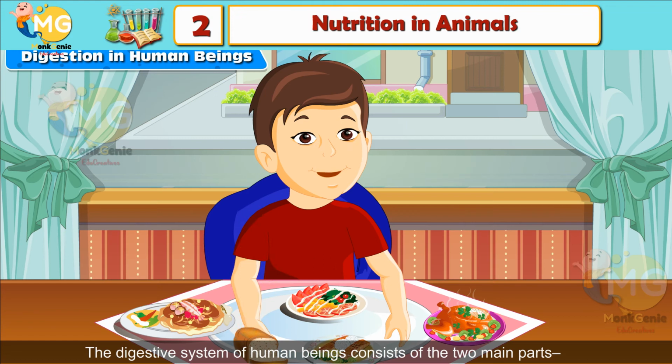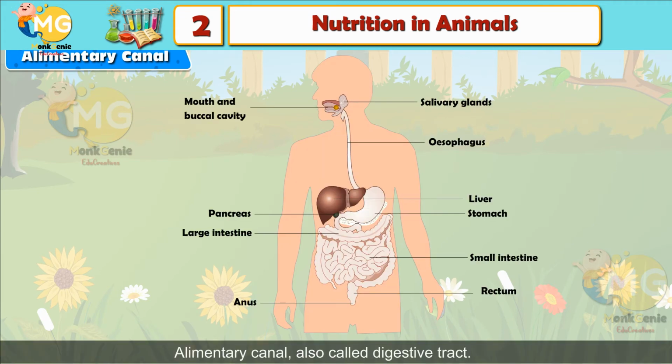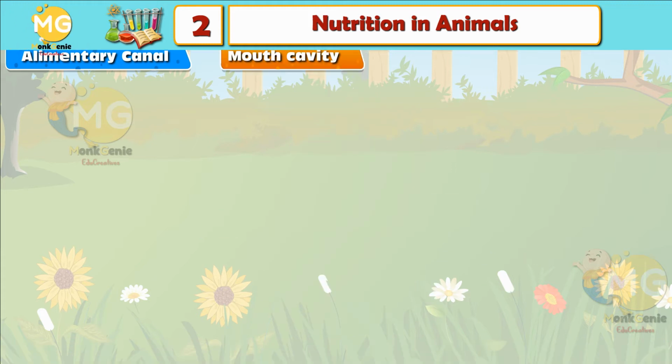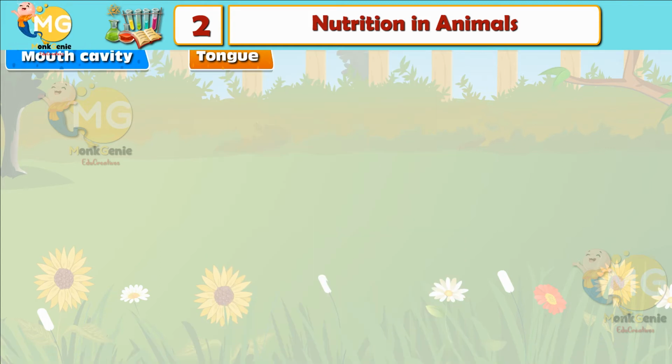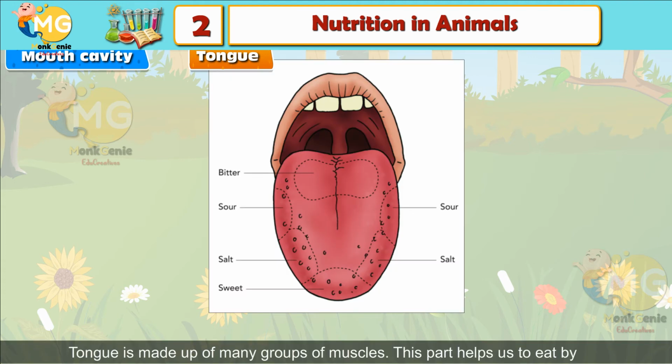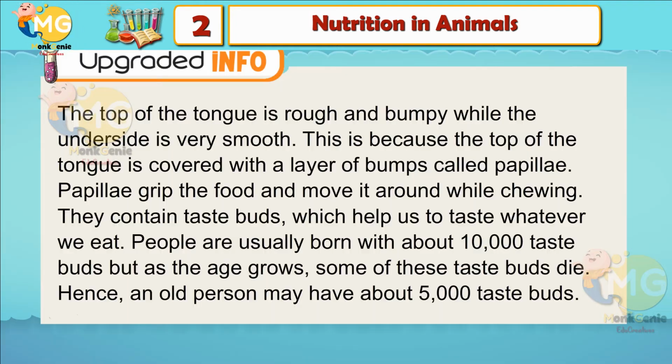Digestion in human beings. The digestive system of human beings consists of the 2 main parts. 1. Alimentary canal. Alimentary canal, also called digestive tract, is opened at both ends and consists of these parts. Mouth cavity. Food is taken in or ingested into the mouth cavity. Mouth cavity consists of tongue, teeth, and saliva. Tongue. Tongue is made up of many groups of muscles. This part helps us to eat by moving food around the mouth while chewing.